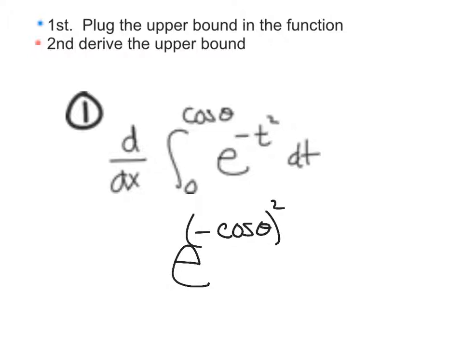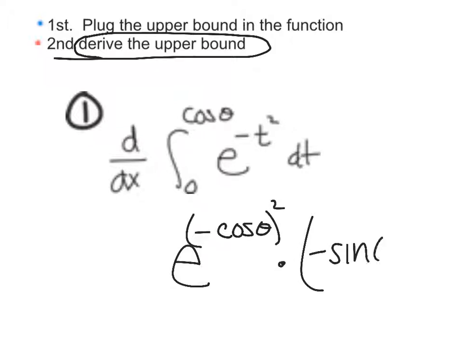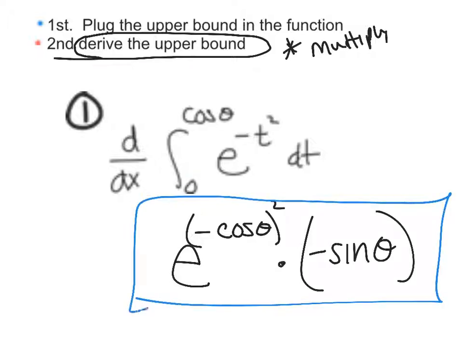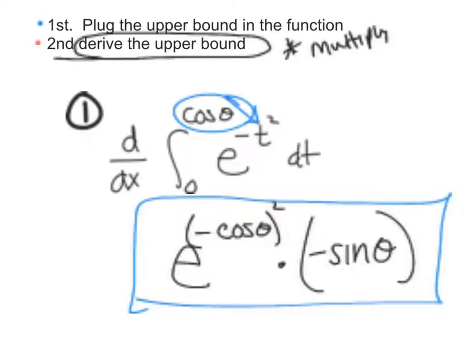Now apply step 2. Take the derivative of the upper bound. The derivative of cosine is negative sine theta. And I'm going to multiply those together. So maybe go back in your notes there and say multiply by that derivative of the upper bound. And this is my final answer. It's that simple. You're going to plug in the upper bound and derive the upper bound. If there were 10 t's in your equation, you would plug cosine in 10 times and multiply by its derivative.